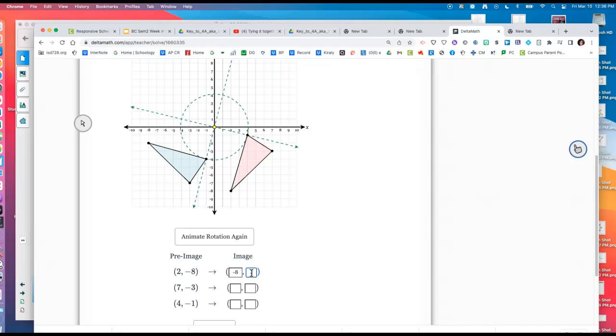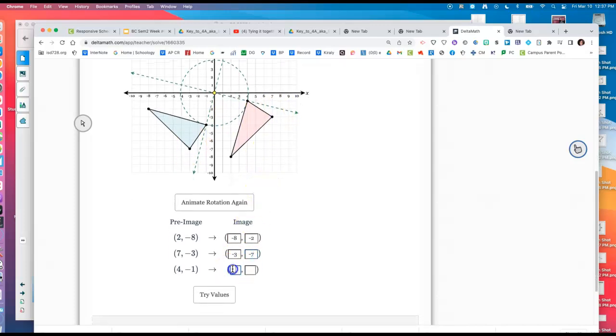It looks like I have the opposite of the x. Let's try that on this one. Let's do the y value first, and then the opposite of the x. Let's see if that worked. Did 7, -3 turn onto -3, -7? And it did. You can see it.